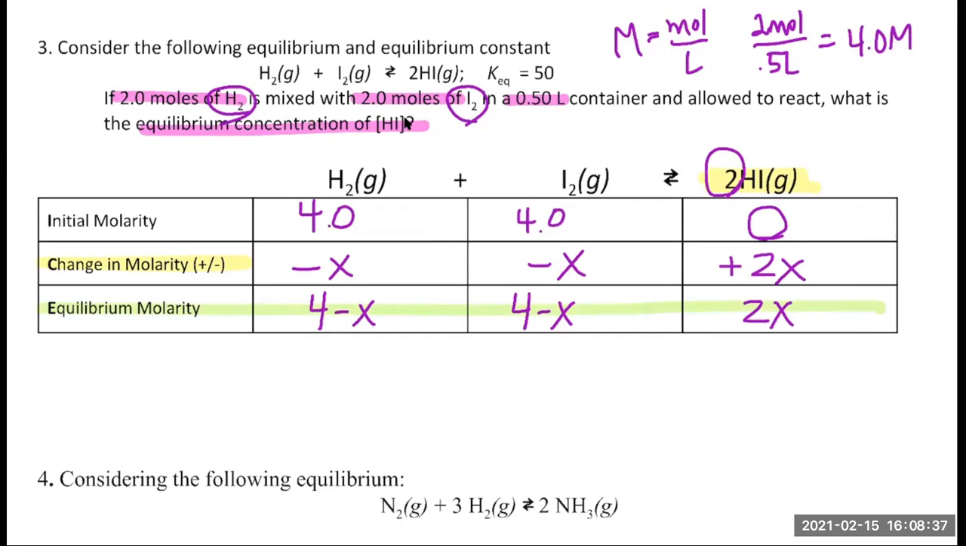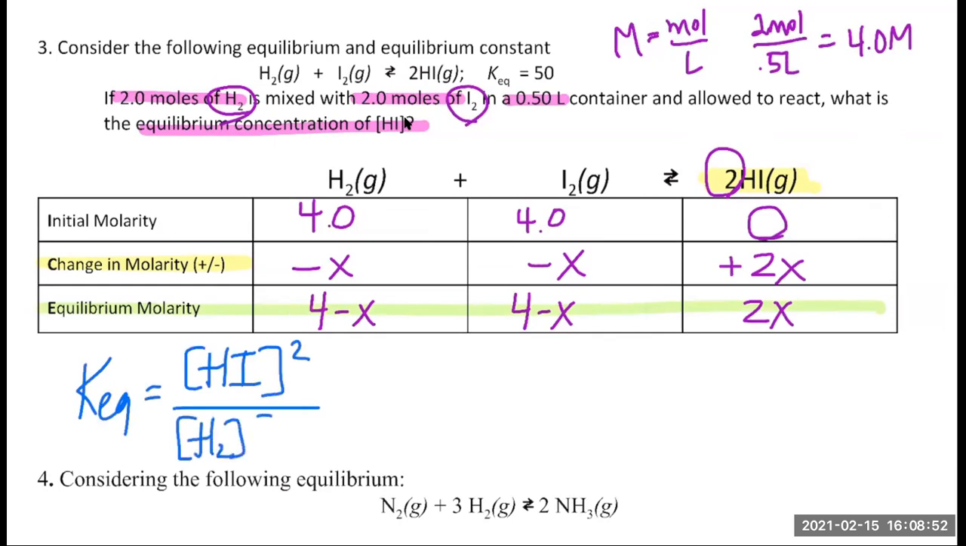All right, and I know that my KEQ is equal to the products over the reactants raised to the power of their coefficients. So I have HI, and this is squared, over the concentration of H2 and the concentration of I2. Both of those just have a 1 as a power. Then you can plug in the things that you know. So I know that my KEQ is 50.